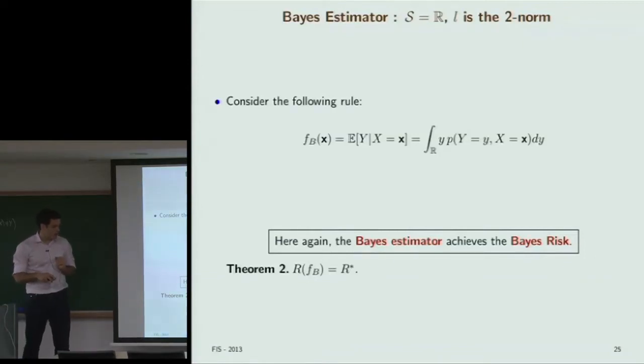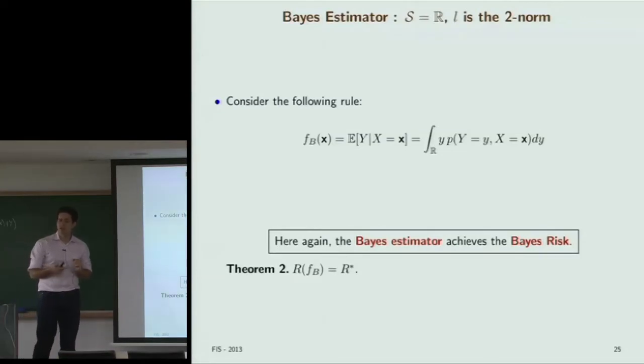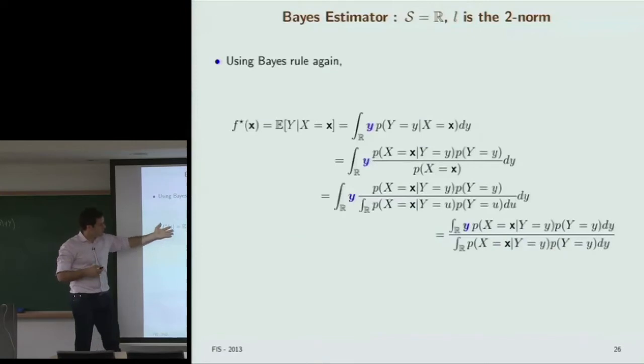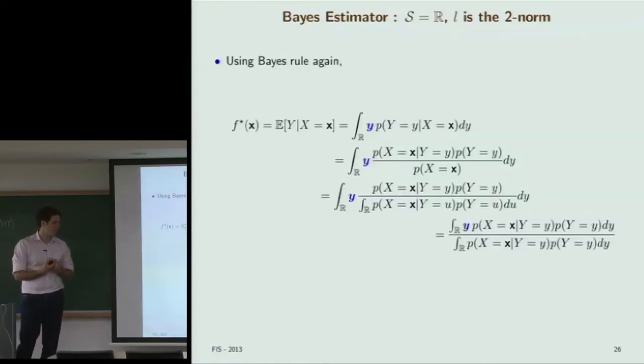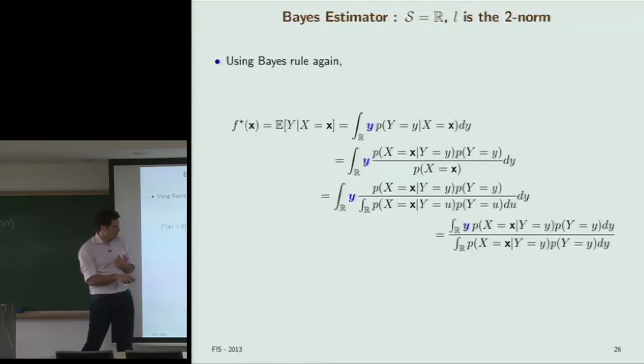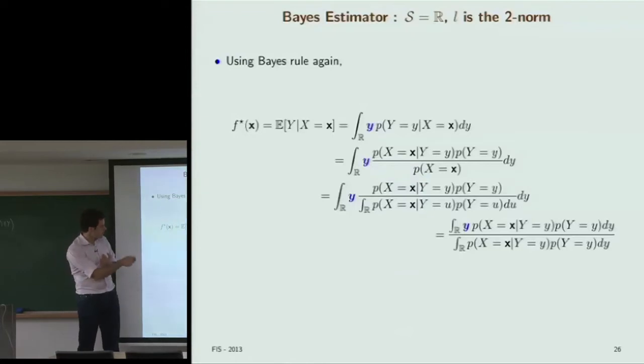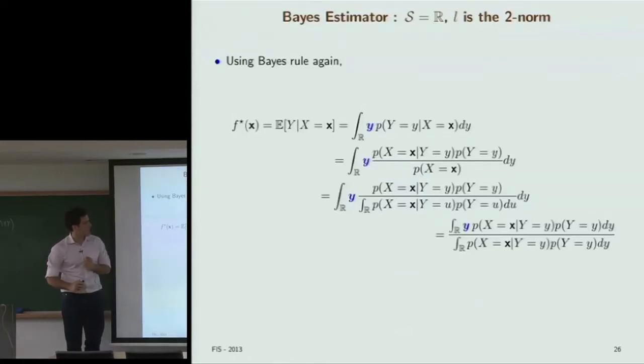So here again, you can prove that the Bayes estimator achieves the Bayes risk. You cannot do better than predict with the conditional expectation. So again, using Bayes rules, you could come up with an expression which depends on whichever information you have been given. For instance, if someone gave you the conditional distribution in the other direction, then you could easily come up with the function f star.